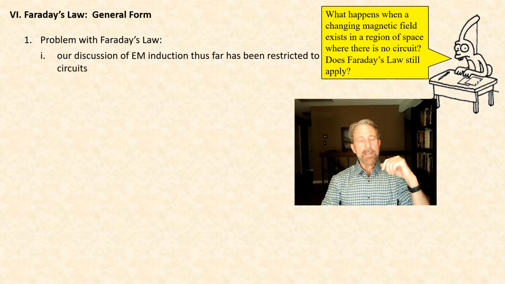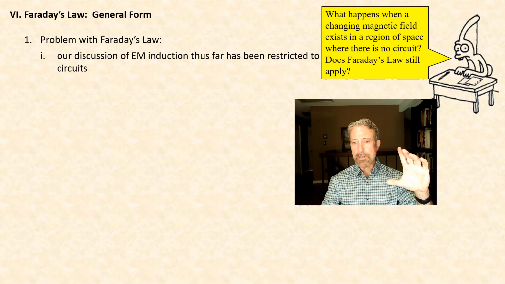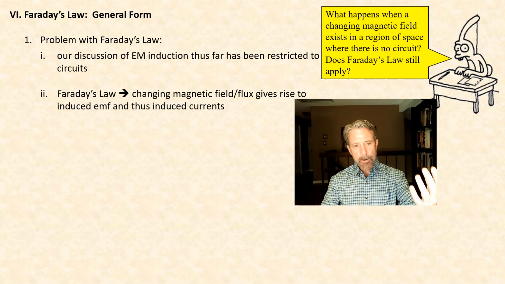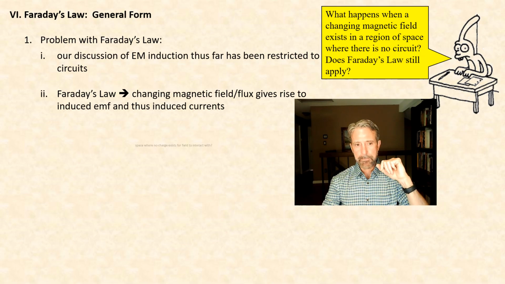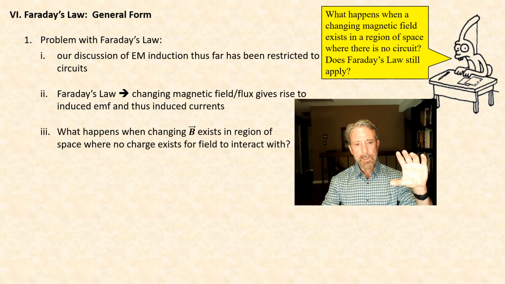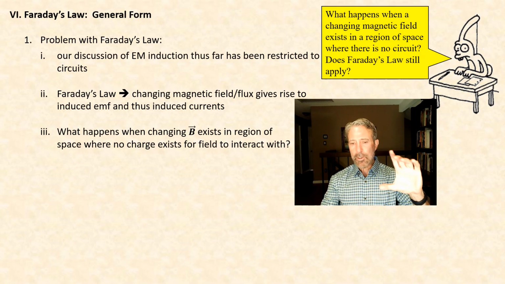In our discussion of electromagnetic induction thus far, we have restricted our discussion to the case of electric circuits. Faraday's law tells us that if you have a changing magnetic field and thus changing magnetic flux through that circuit, it gives rise to an induced EMF, an induced current in the circuit. But the question is this: what happens when there is a changing magnetic field in a region of space, yet there is no charge that exists in that region of space for that field to interact with?